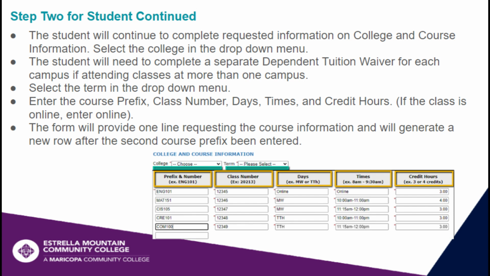The college chosen should be the college at which the courses are to be taken, which may or may not be the same college at which the employee is working. For the term drop-down box, choose the correct term, and it should be noted that waivers are usually not available more than 60 days prior to the start of the semester. So, if the course is in the fall but fall is not listed, please wait until the correct updated form is available to fill out later in the year.